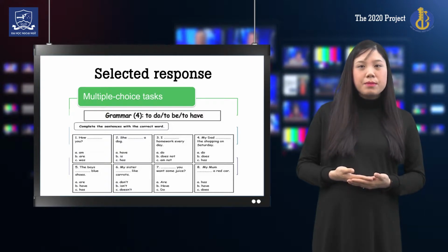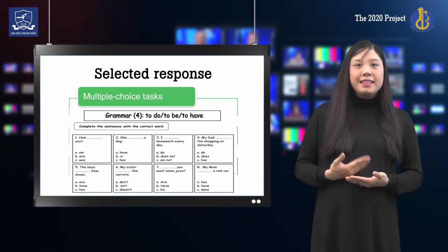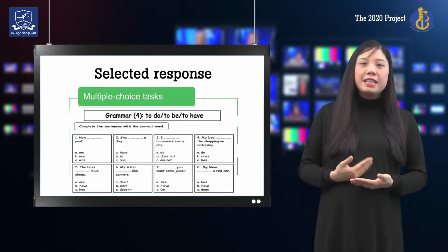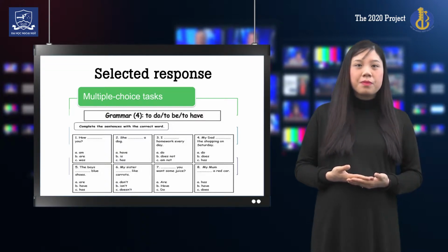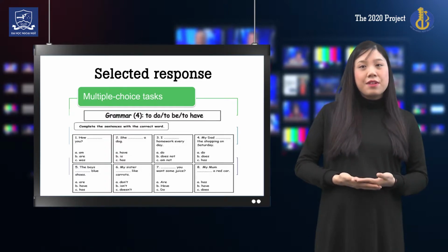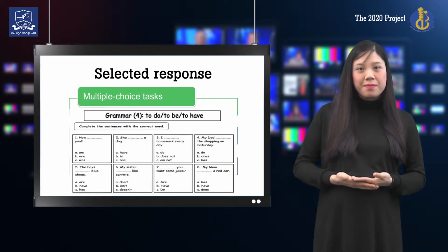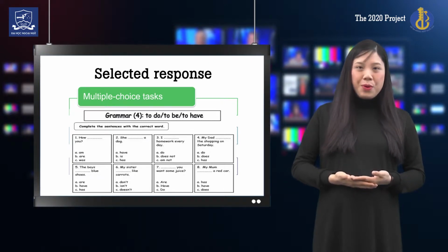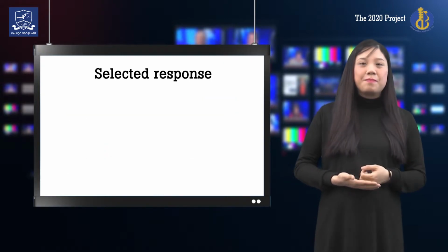The advantages of multiple choice tasks are that they are easy to administer and score, and the disadvantages are that they are difficult to create, can promote guessing from test takers, and are sometimes viewed as not being authentic language use. However, these tasks are very popular, especially in standardized testing environments. Let's look at some examples of multiple choice tasks for grammatical form and grammatical meaning.